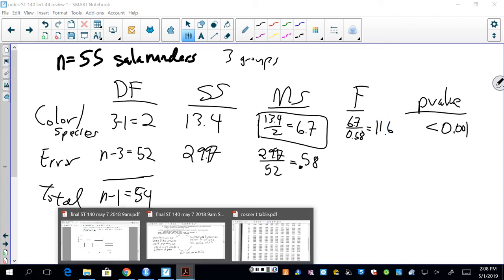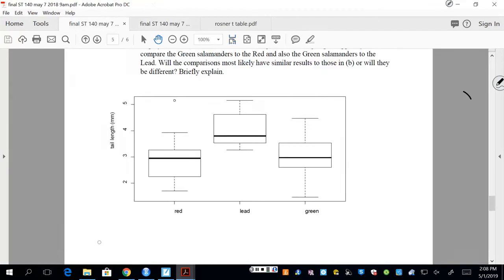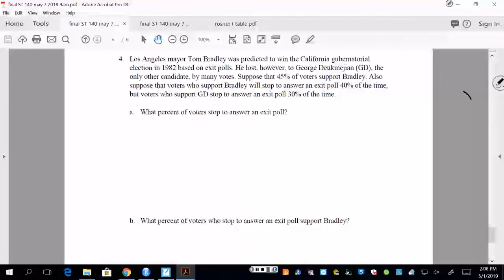The last problem that was on this one had Los Angeles Mayor Tom Bradley, who was predicted to win in 1982 based on an exit poll, but he lost by many votes. It shows that 45% of voters support Bradley, and that voters who support Bradley will stop to answer a poll 40% of the time, but voters who support the opponent will stop to answer 30% of the time. What percent of voters stop to answer an exit poll?